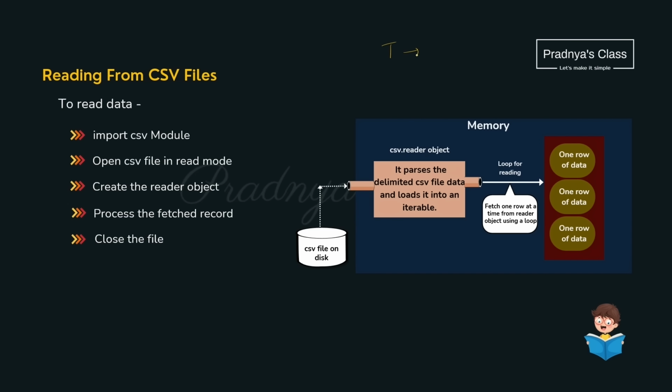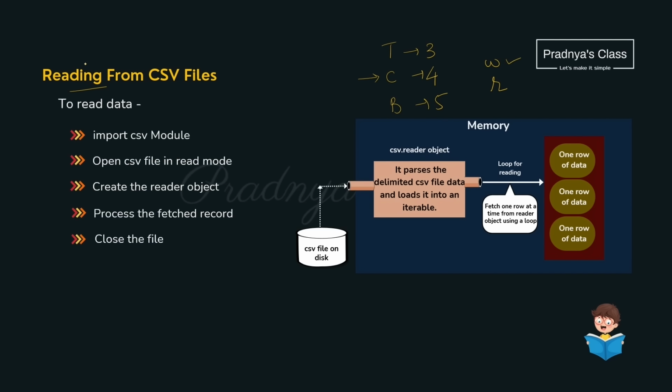Based on text file, you will be getting 3 marks question. Based on CSV file, you will be getting 4 marks question. And based on binary file, you will be getting 5 marks questions. In case of CSV file, we will be focusing only on these two operations, read and write. We understood how to write data to the CSV file.